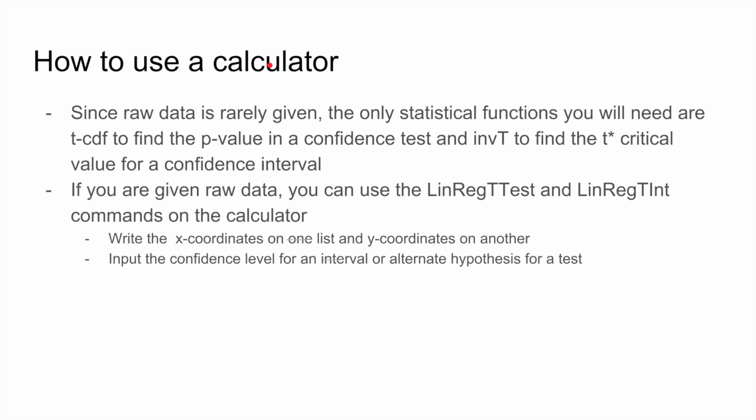Since raw data is rarely given, the only statistical functions you will usually need are tCDF to find the p-value and inverse t to find the t critical value for a confidence interval. But if somehow you're given raw data, you have to use the LinRegTTest and the LinRegTInt commands on your calculator. Hopefully we'll never have to use this because we've never seen it. But if you do, you have to write the x coordinates in one list and y coordinates in another, and then input the confidence level for an interval or the alternate hypothesis if you're doing a test.